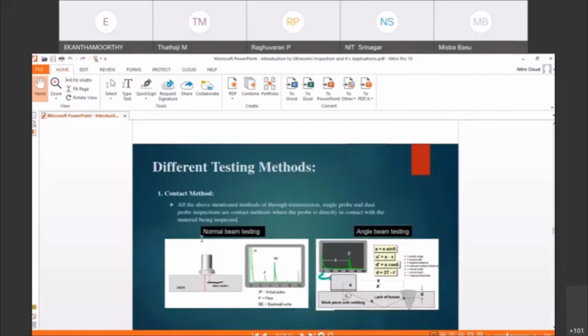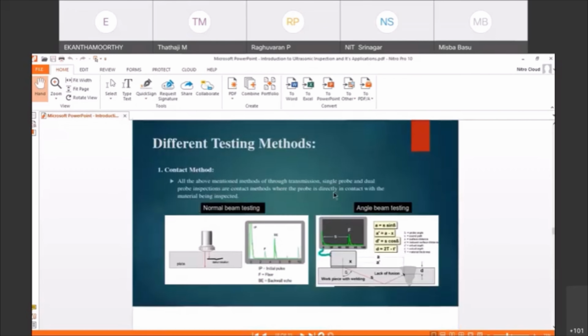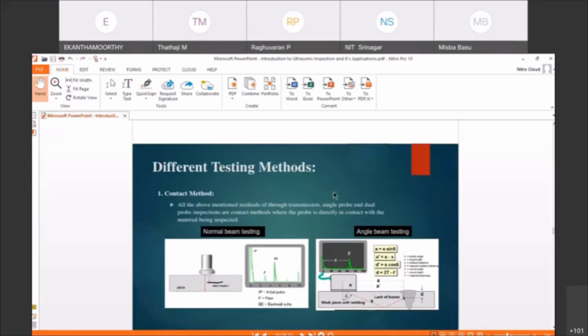These are the different techniques. And next slide we'll see the different methods. In each medium we are using different methods. One is the contact method, and the second one is the immersion method. In the contact method, we have two types of beam testing: one is normal beam testing, and one is angle beam testing. As I told you, in normal beam testing the probe is perpendicular to the surface and sends the beam in a straight path only. In angle beam testing, it will be at a certain angle.